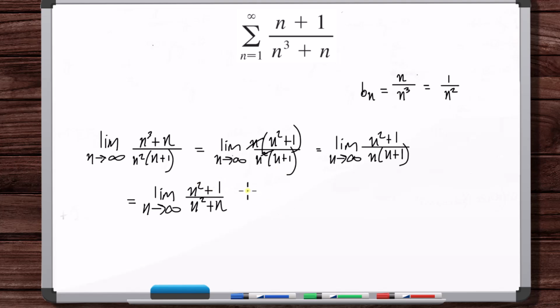Okay, now if we divide the numerator and denominator by n squared, as n goes to infinity, this goes to 1, which is greater than 0. So, okay, this converges. That means this converges.